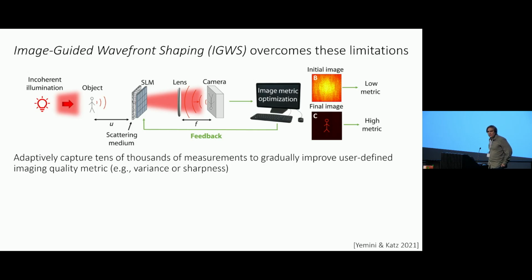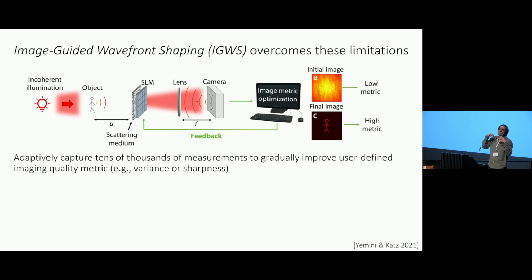Now, about 4 years ago, Ori Katz's group came up with what I consider sort of a breakthrough approach for imaging through scattering media, and that is image-guided wavefront shaping. And so the basic idea behind this approach is you have some object that you're imaging on the left, passing through some scattering media with a spatial light modulator that's conjugated onto the scattering media.